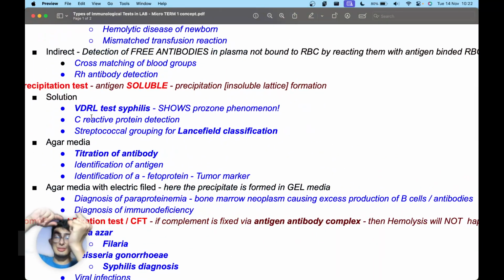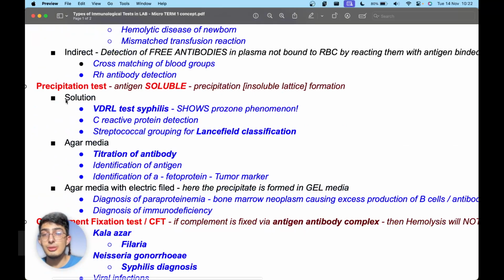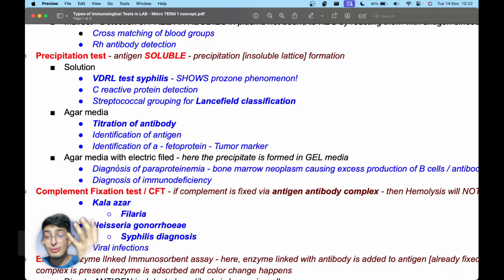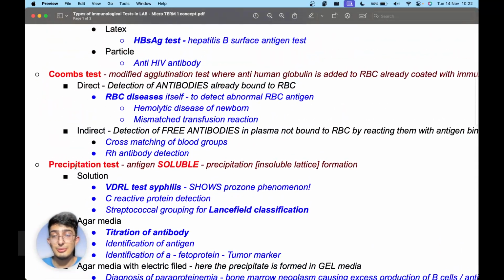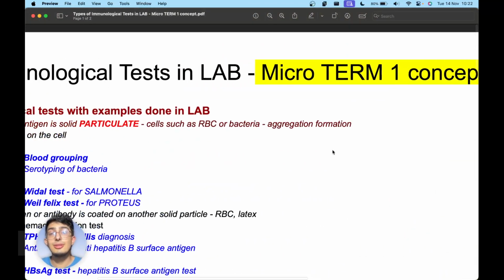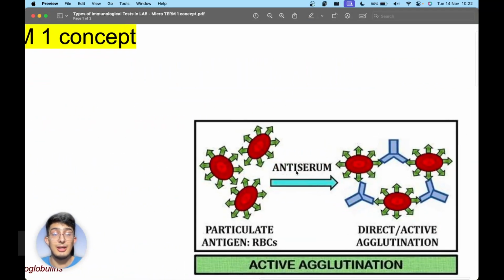You can do the precipitation test in a test tube, as I showed. This is an example of a soluble precipitation test. You can also do it in a semi-solid medium such as agar, and then put this agar medium in an electrical field, where one side is positive and one side is negative. You don't need to know a lot about these; you just need to know the basic principle. So the precipitation test detects soluble, dissolved antigens. The agglutination test detects particulate, solid antigens, for example, antigens on an RBC.